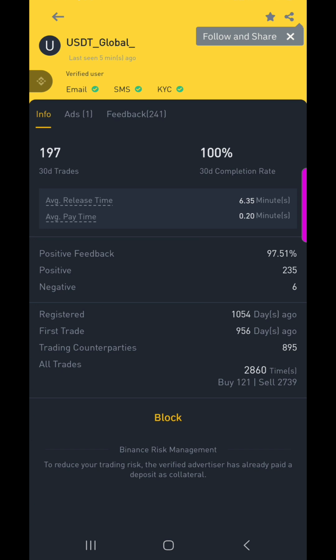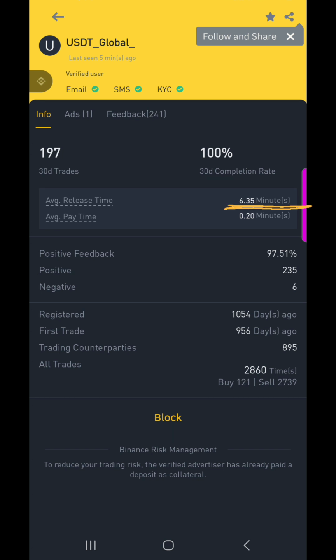One, it is the info, which shows you the number of trades in 30 days and also the completion rate of the trades. Okay, so he or she took 197 trades and 100% of those trades were completed. What else are we supposed to look at?